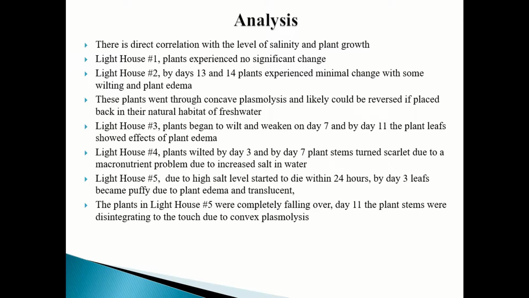The plants in Lighthouse 3 began to wilt noticeably by day 7. At this point, the plant stems were weakening due to plasmolysis, and the plant cell walls were starting to weaken and turn brown, which can be seen in the microscope pictures of the plant on day 7 and on. By day 11, the plants began to wilt and the leaves have faded in color while becoming puffy in appearance. The plants became puffy due to taking in large quantities of salt, which caused water to build up in the plant. This is called plant edema.